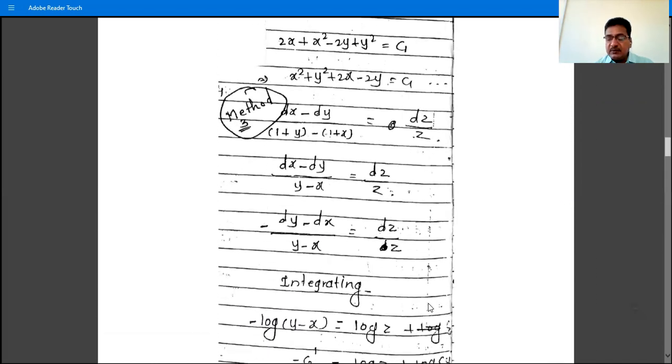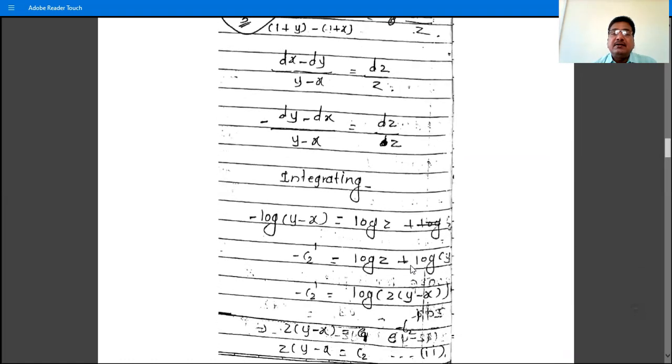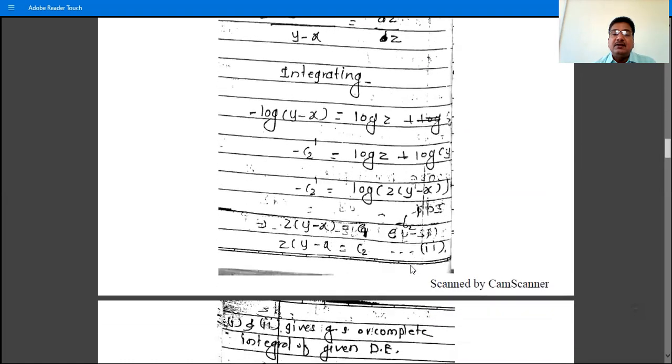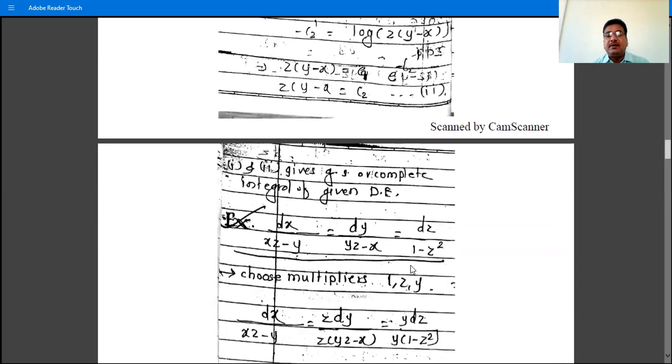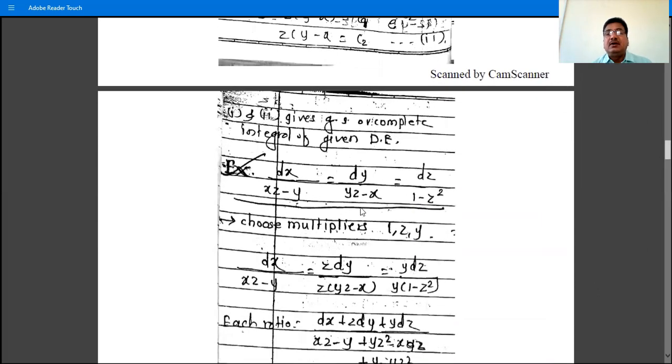So this is actually a sub method of method number 3. That is, the multipliers are 1, minus 1 and 0, and in the place of each ratio we consider the third ratio. So actually this is considered method number 3, or it is a sub method of method number 2. We will see the remaining examples of the same type in the next lecture.